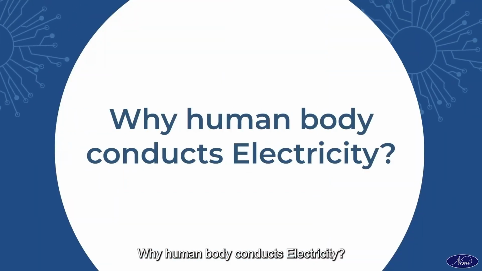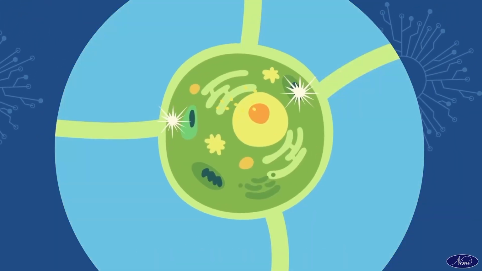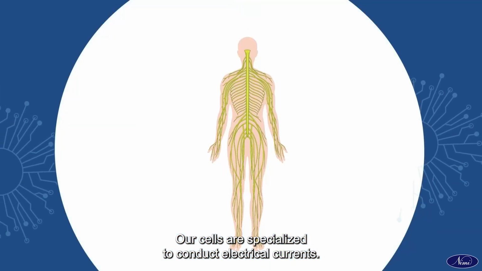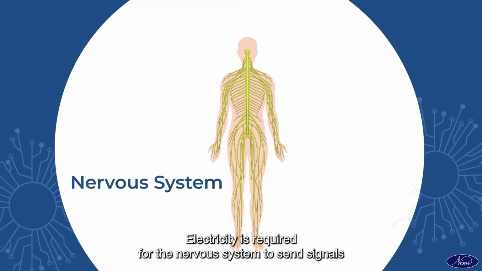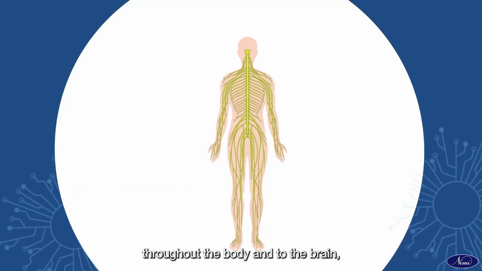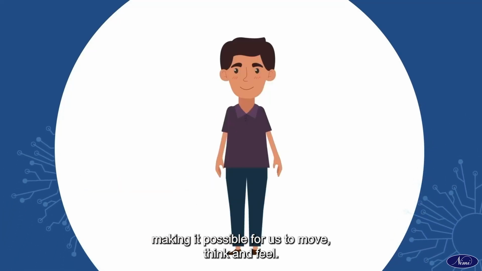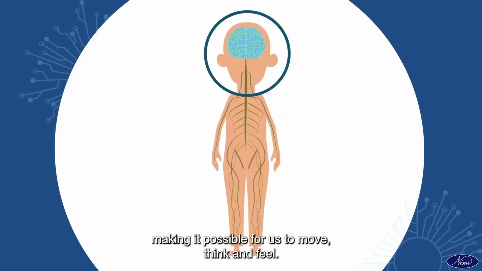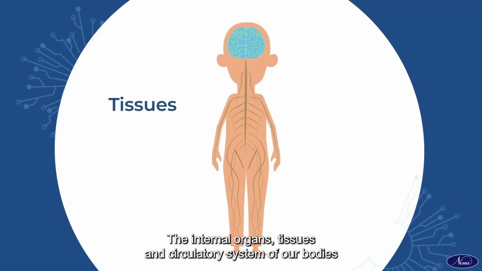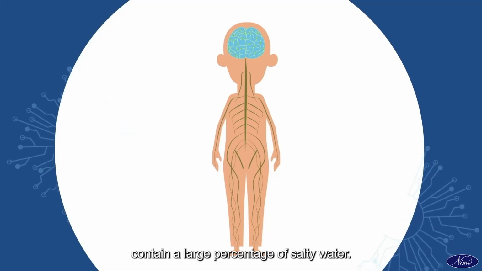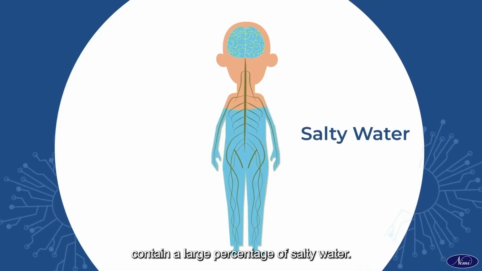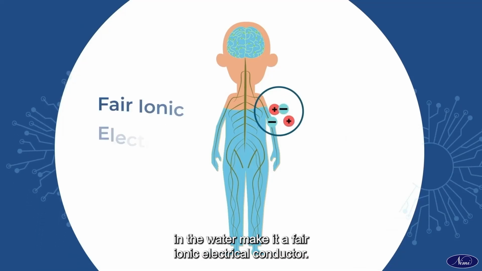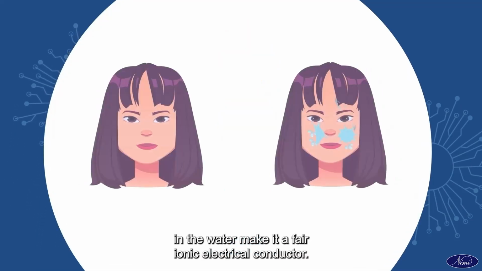Why does the human body conduct electricity? Our cells are specialized to conduct electrical currents. Electricity is required for the nervous system to send signals throughout the body and to the brain, making it possible for us to move, think, and feel. The internal organs, tissues, and circulatory system of our bodies contain a large percentage of salty water.